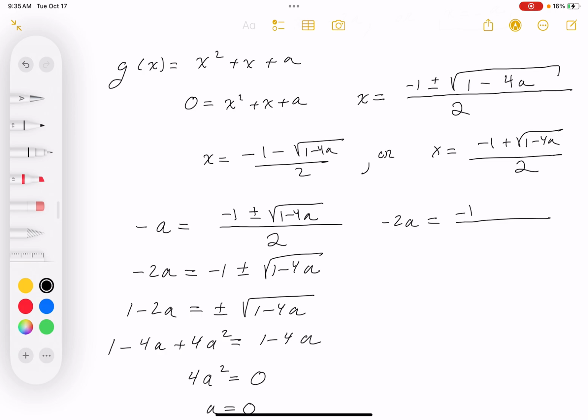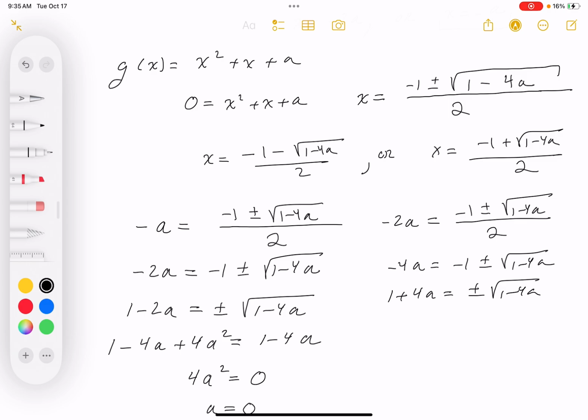And again, I'm going to try to speed it up by just saying plus or minus. Takes some thinking, by the way. That's minus 4a. Let's see, minus 1 plus or minus the square root of 1 minus 4a. I multiply this side by 2, by the way. Add 1 to both sides, you get 1 plus 4a equals plus or minus the square root of 1 minus 4a.